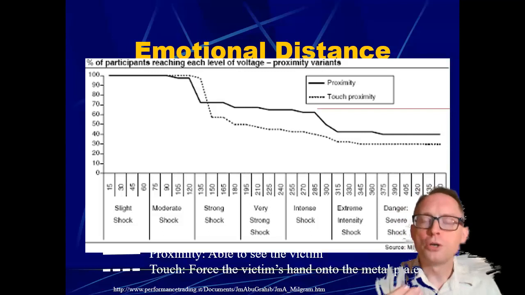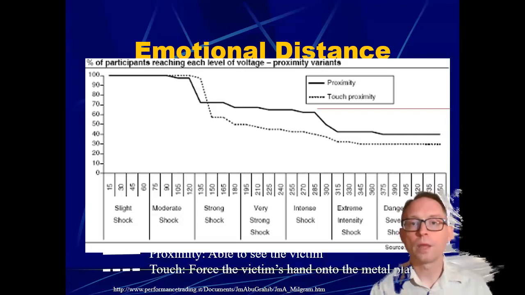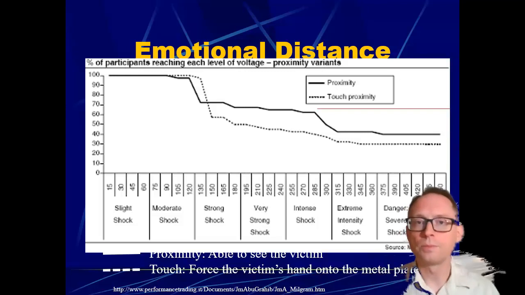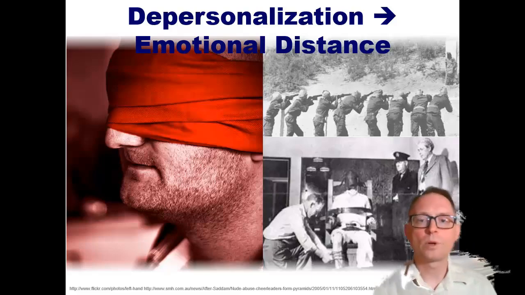The social influence is important, but so is something called emotional distance. If somebody is right there in front of you, it's really much harder to do something that might harm them, something that somebody else might consider evil to them. Now, why is this important? Well, we do this emotional distancing to depersonalize someone.